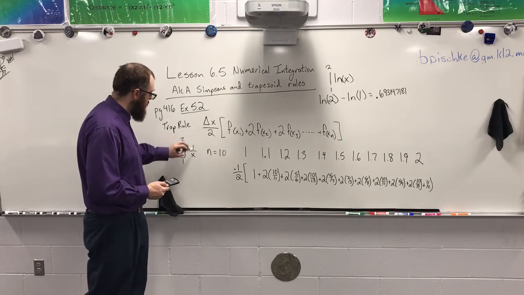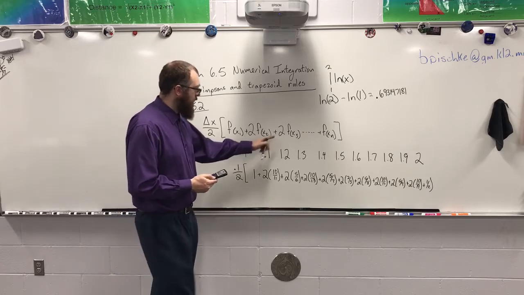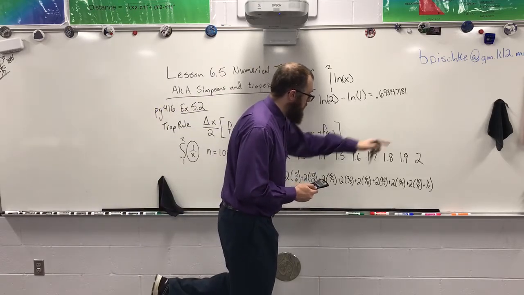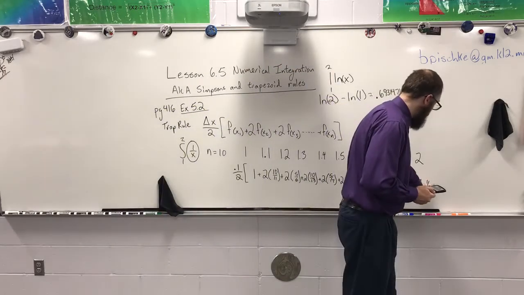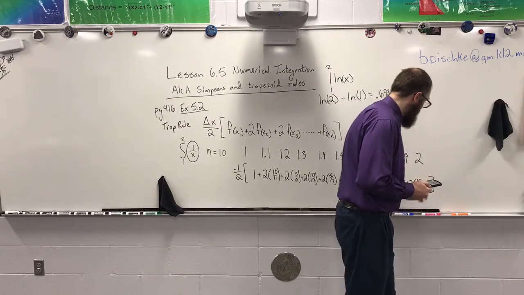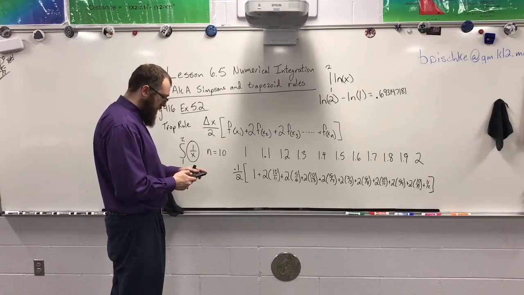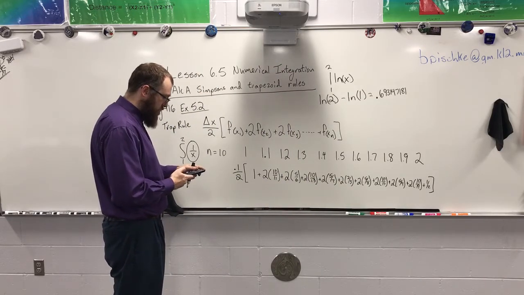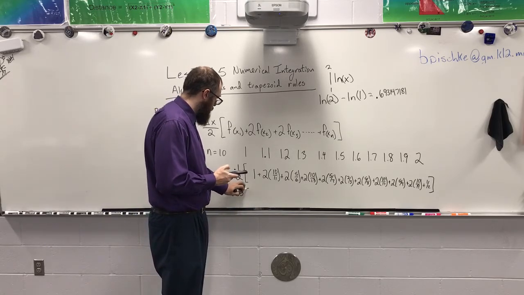Because my function is 1 over x, I should be 1 divided by whatever my x value is at each layer. Okay. Oh, this should be a hard bracket. Alright, now I'm going to add up everything on the inside, and then I'm going to times by 0.1 divided by 2, which is 0.05.